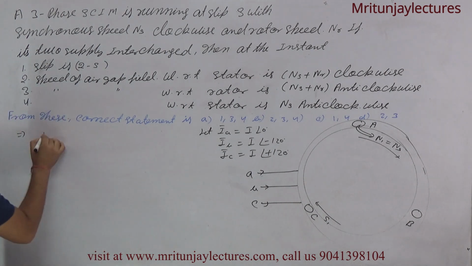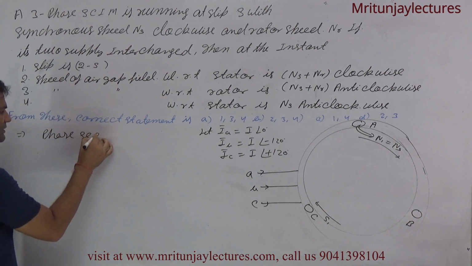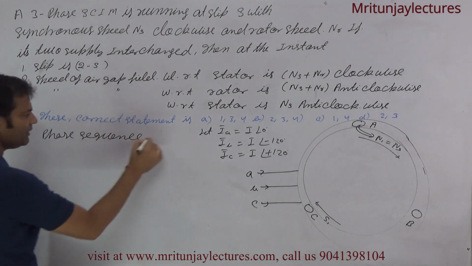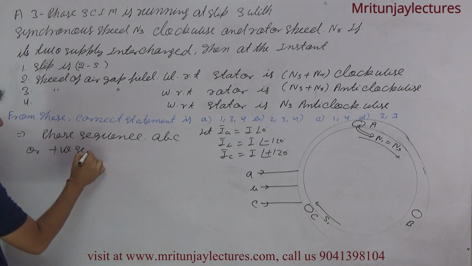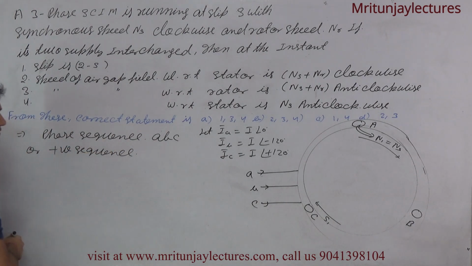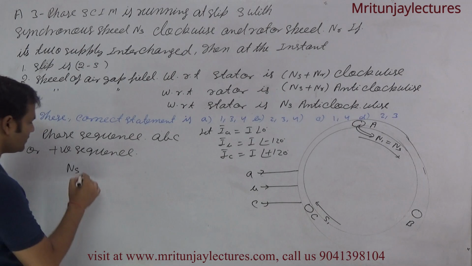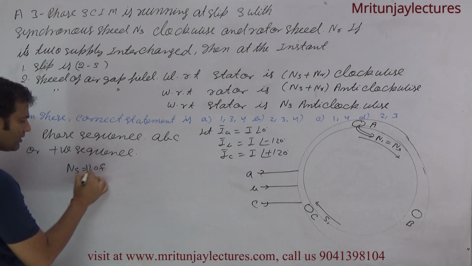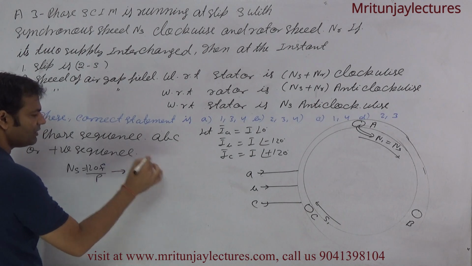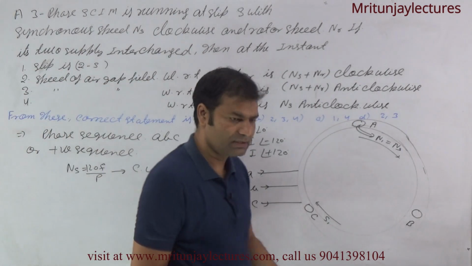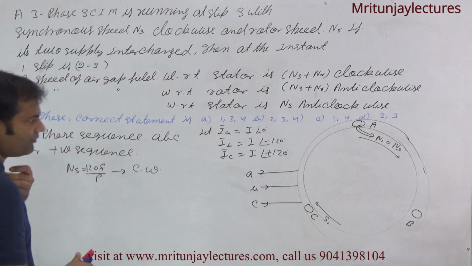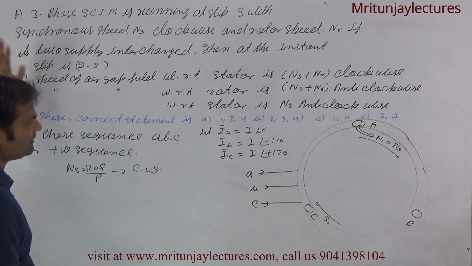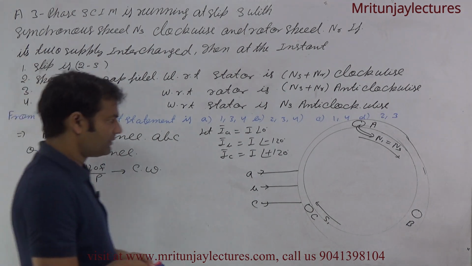If the phase sequence is ABC, that is also the positive sequence, then the stator magnetic field direction, with ns equal to 120 f by p, is which direction? That is clockwise. Already I have discussed why clockwise in the 4.01 lecture. So if you have any doubt, then watch the 4.01 lecture.